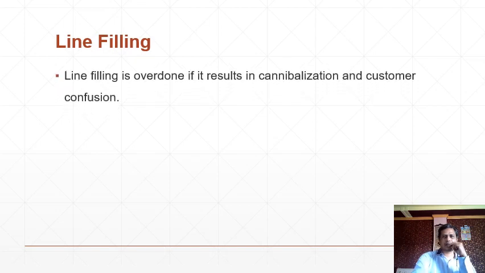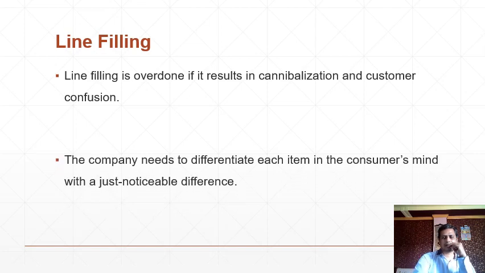Now, one aspect is that you have to take care that you fill it in such a manner that you don't fall into two traps. One is that you might be overdoing the line filling. If you do that, there might be higher chances of cannibalization as well as customer confusion. Means it is enough that you sell A, B, C, D, and you have released F also. So what will happen? Customers might get confused what this F is for. So that might have an effect on your overall product line profitability, and that might also result into cannibalization.